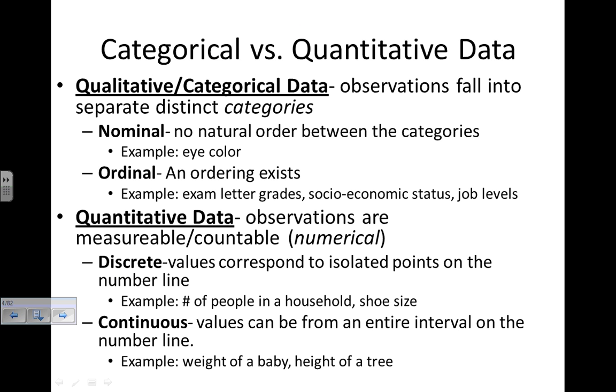So we're going to get some vocabulary words here. Categorical versus quantitative. And you guys are going to be using these two words all throughout the course. You really need to know the difference.